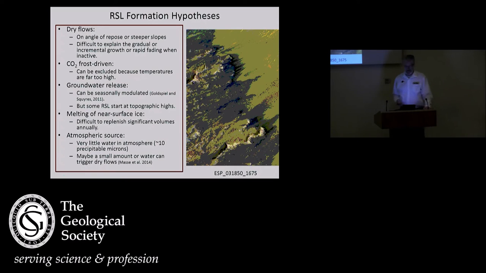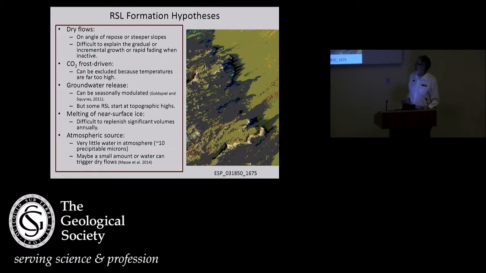Okay, so how do RSL form? Dry flows, they're on angle of repose or steeper slopes. I'll say more about that, but it's difficult to explain the peculiar temporal behavior of these. CO2 frost-driven, we see these dark streaks in polar regions that grow gradually, look very similar, but that can be excluded because the temperatures are far too high for CO2. Groundwater release, that can be seasonally modulated, but some of these RSL start at topographic peaks. I'll show you some examples of that.